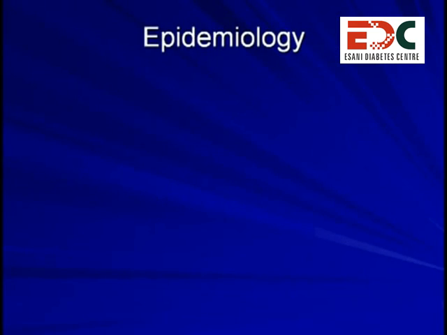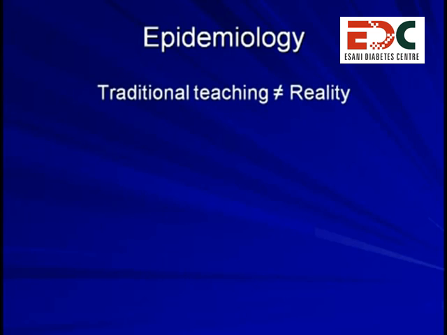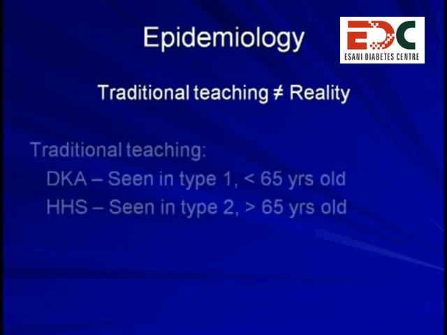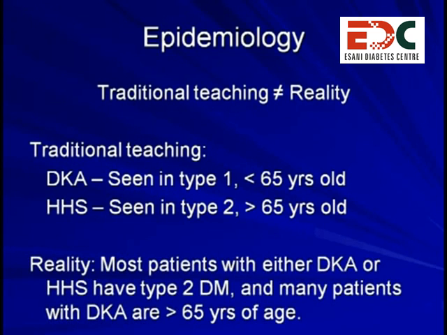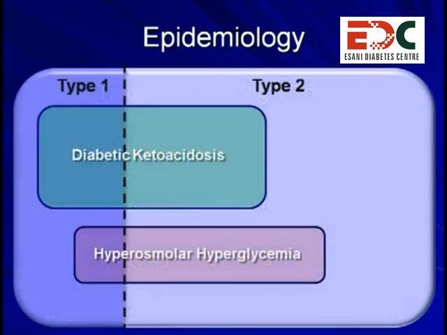Let's look at the epidemiology of these two syndromes. As with many medical conditions, the traditional teaching does not exactly match reality. The traditional teaching is that DKA is seen predominantly in type 1 diabetics and those under 65 years of age, while HHS is seen predominantly in type 2 diabetics and those over 65 years of age. In reality, however, most patients with either DKA or HHS have type 2 diabetes, and many patients with DKA are older than 65.